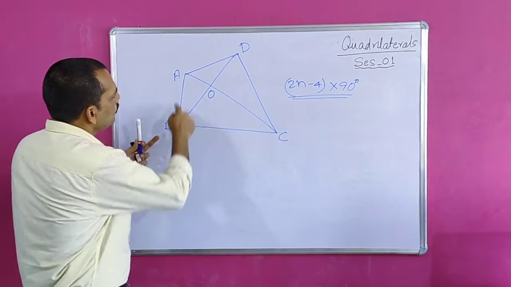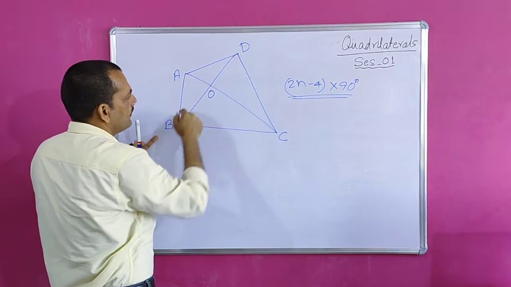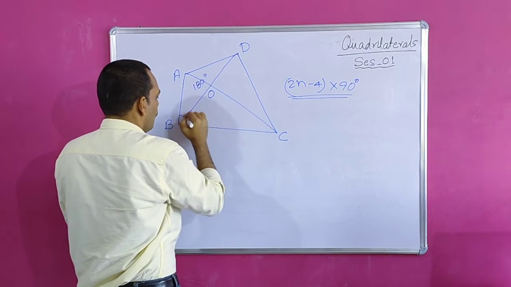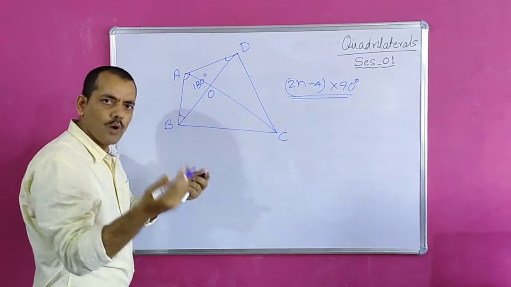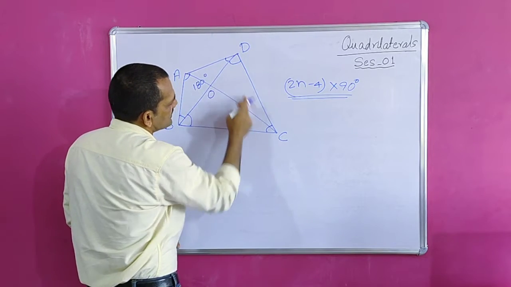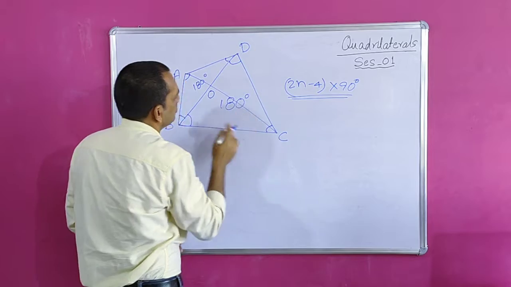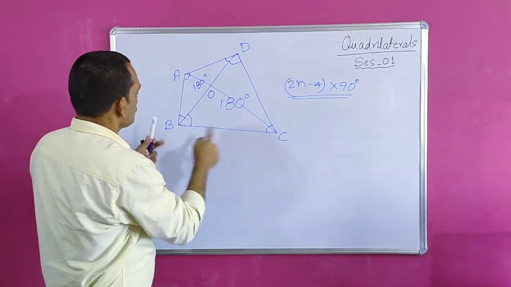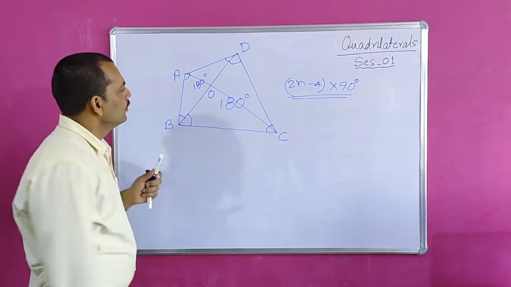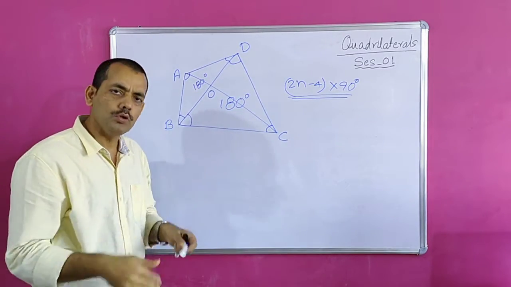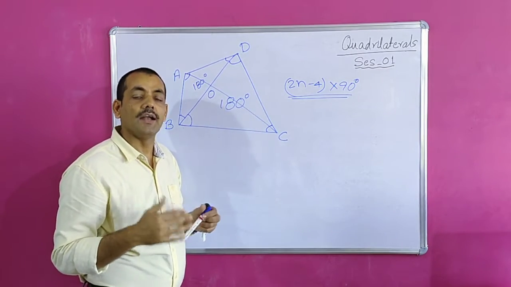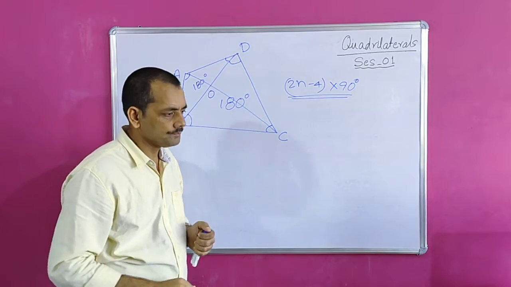Otherwise, what we can do, we can consider triangle ABD. So in triangle ABD, all the internal angles 1, 2 and 3 will add to 180 degree. And similarly, 1, 2 and 3 of this triangle will add to 180 degree. Means two triangles ABD, BCD. So 180 plus 180 resulting to 360 degree. So all the internal angles of a quadrilateral add to 360 degree.